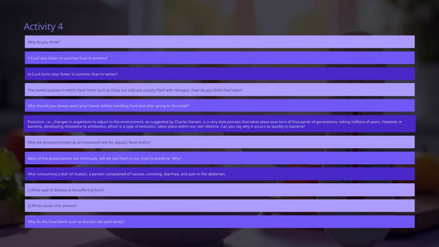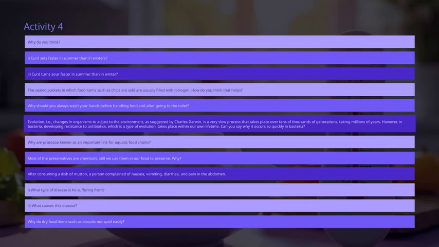Moving on, why is it important to always wash your hands before handling food and after visiting the toilet? Because our hands can carry germs, bacteria, and dirt. Washing hands removes these pathogens, preventing food contamination and the spread of infections.